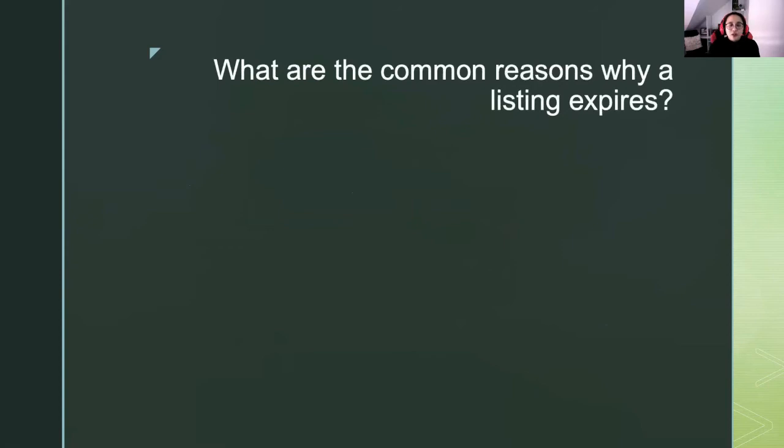All right, so what are the common reasons why a listing expires? It's a very good topic. One of the common reasons is the realtor failed to sell the house. Obviously the listing expired and the realtor was not able to sell it. There could be a lot of different reasons why, but it expired and the previous agent failed to sell the property. Or it could be because the listing price is too high.